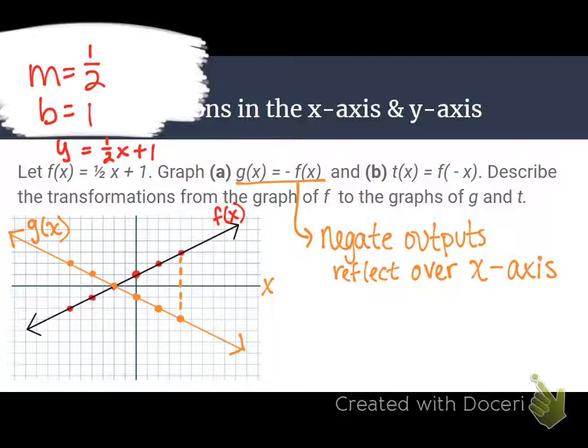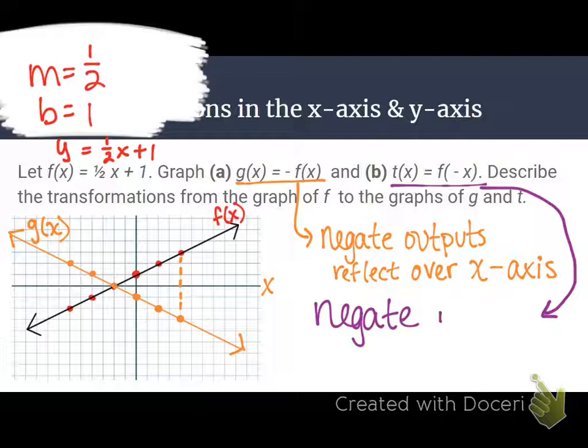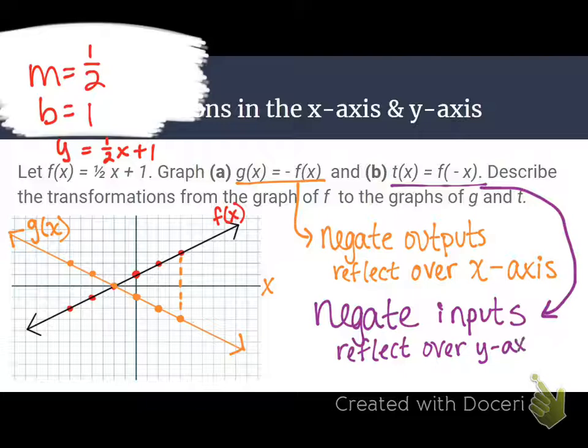Okay, so the last one we need to do is the t of x. So let's talk about that one down here. Here, are we negating the inputs or the outputs? Inputs, because the negation that's in those parentheses, we negate the inputs. So if you had to guess, what axis do you think we are reflecting over? Well, if the last one was x, this one's going to be y. We're reflecting this over the y-axis this time.